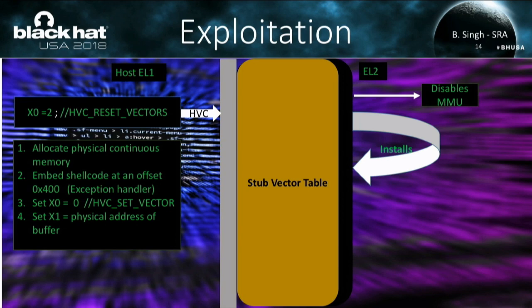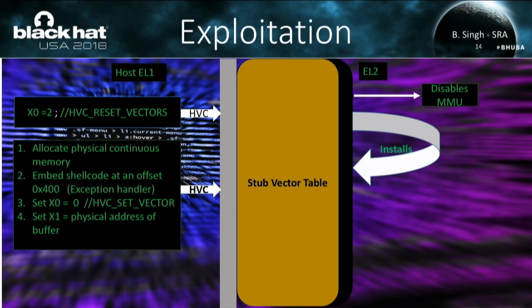Physically contiguous memory is needed because the memory management unit of EL2 has been disabled, and the attacker wants to register that physically contiguous memory as an exception vector table for EL2. Then the attacker will embed a shellcode at an offset of 0x400, because the exception handler is at this particular address. Then the attacker will load the value 0 into the X0 register, and the physical address into the X1 register. And again HVC will be called after these 4 steps.